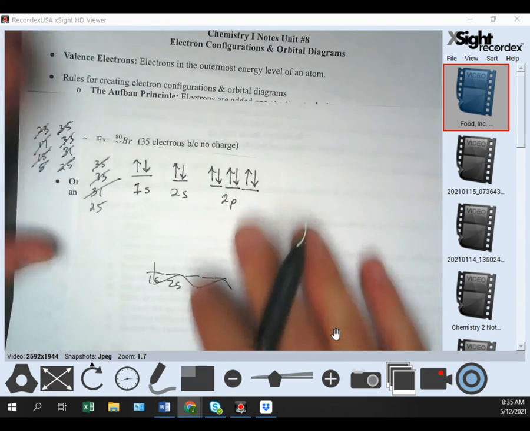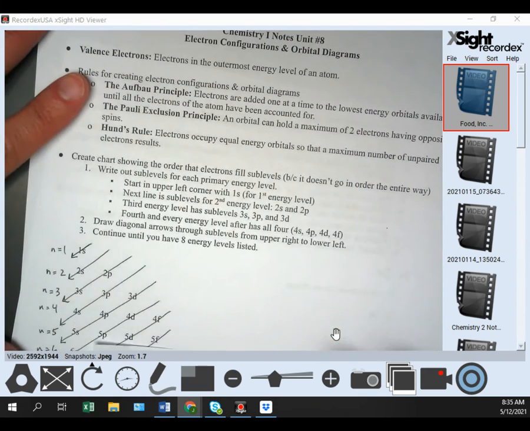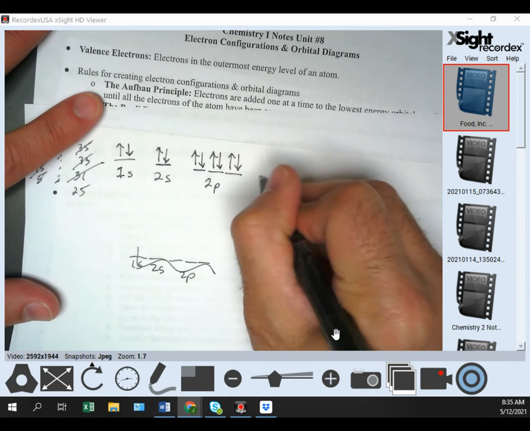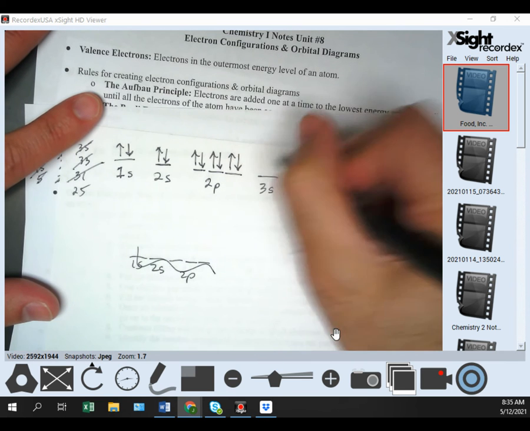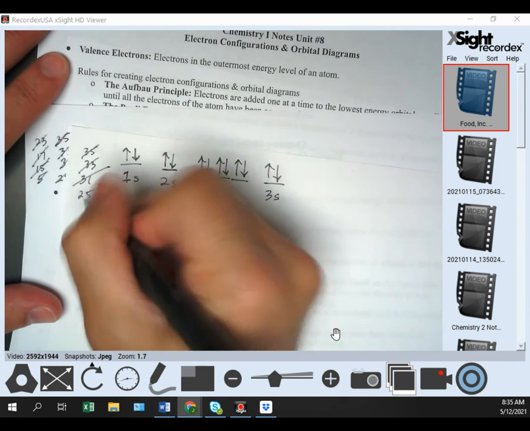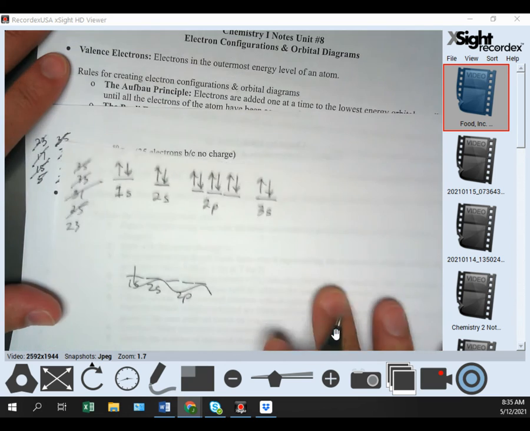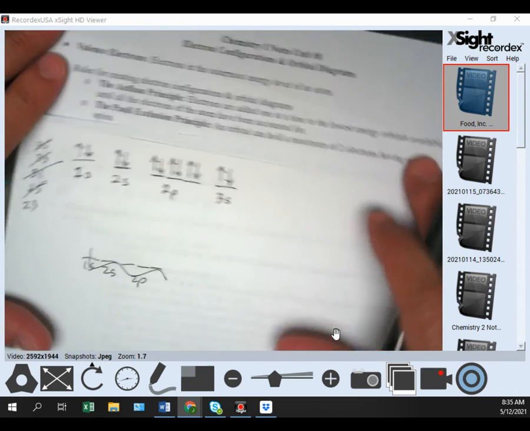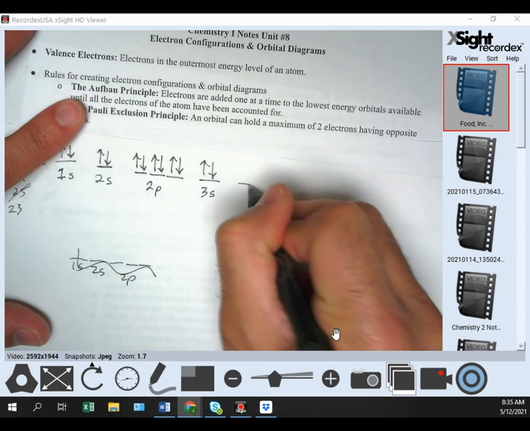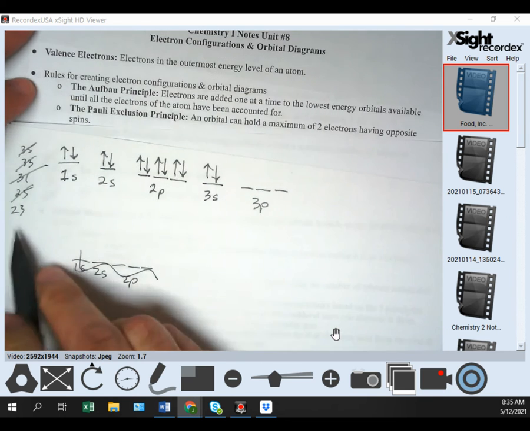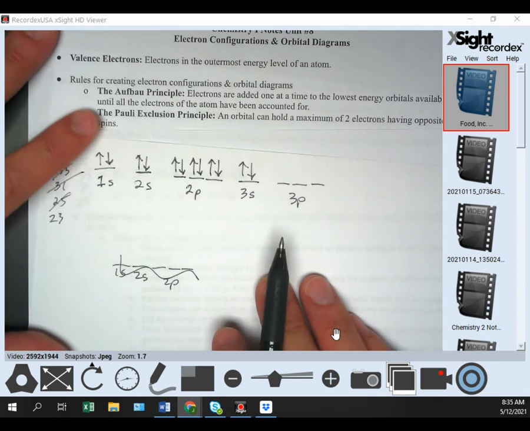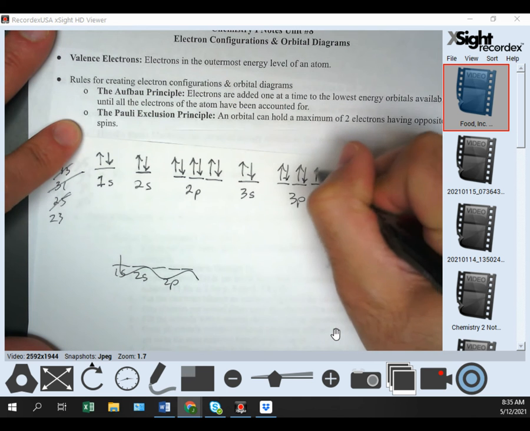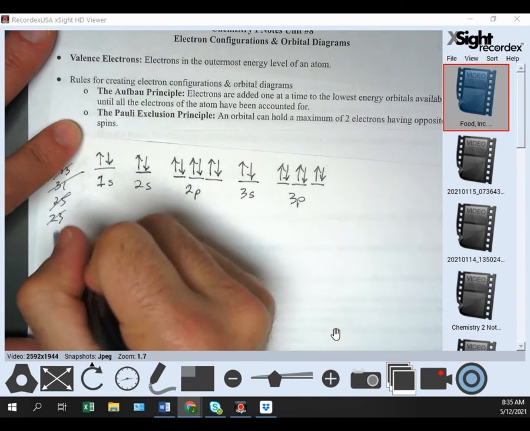After 2p, I hit 3s. So 3s, again, s is just one. So up, down, down to 23. After 3s, we have 3p, right? So 3p, how many lines? There you go. I know I have six electrons at least, so I'm just going to fill this all up. Okay, and that's six, so I'm down to 17.